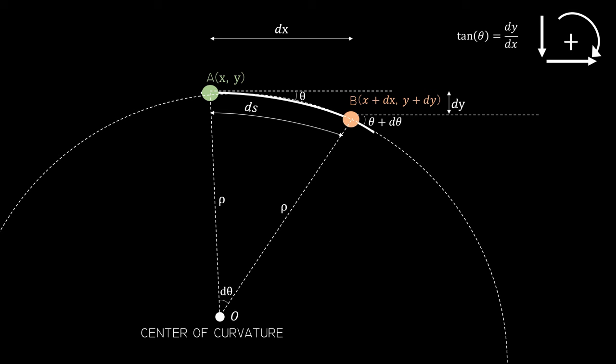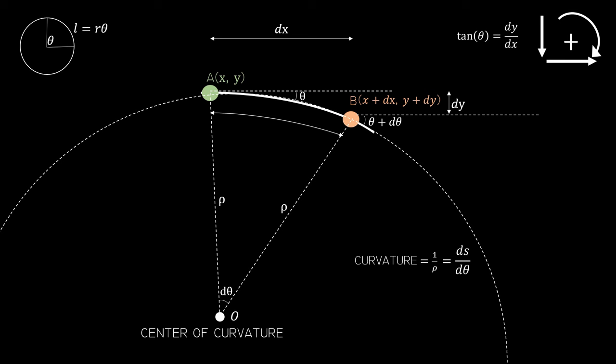Recall that the arc length is theta times r in radians. So ds is equal to rho d theta. You can prove that the angle at O is d theta for yourself if you'd like. Curvature is defined as 1 over rho, but it's more useful to us if we express it in terms of d theta and ds. Rearrange this, and here we go. Curvature is d theta over ds. Those will be handy later on.